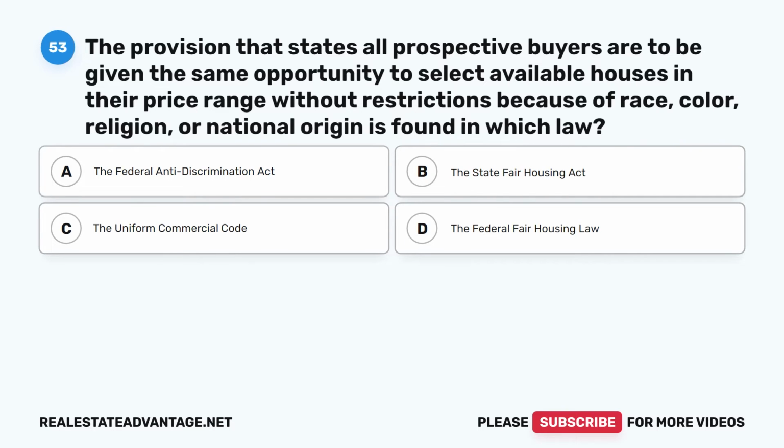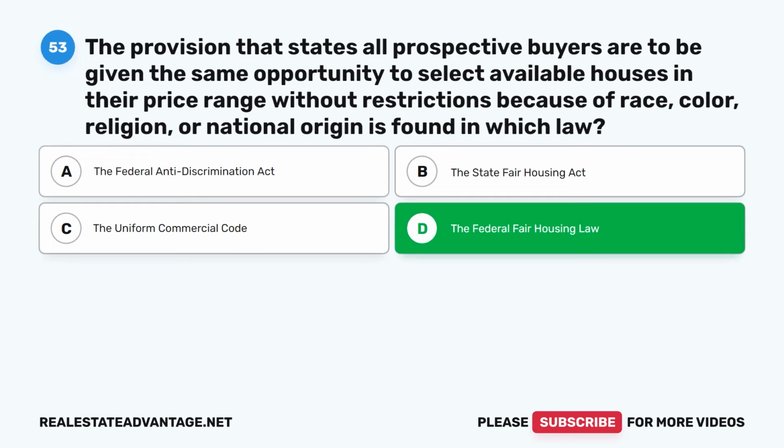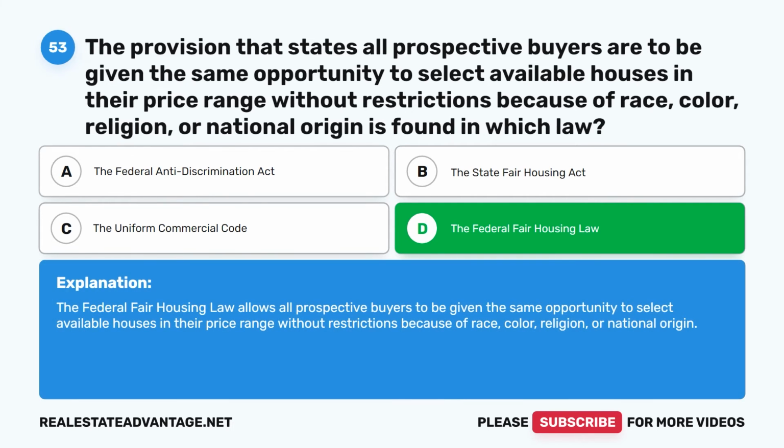A. The Federal Anti-Discrimination Act. B. The State Fair Housing Act. C. The Uniform Commercial Code. D. The Federal Fair Housing Law. The correct answer is D. The Federal Fair Housing Law. The Federal Fair Housing Law allows all prospective buyers to be given the same opportunity to select available houses in their price range without restrictions because of race, color, religion, or national origin.